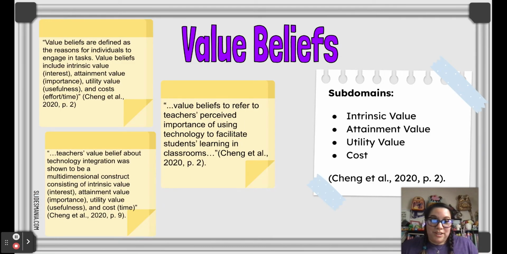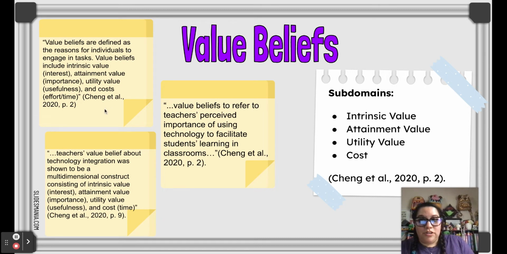Then we have value beliefs, and there are four subdomains. We have intrinsic value, attainment value, utility value, and cost. So these are the four different ways that we can describe value beliefs, and they are what teachers believe they're going to get out of teaching and integrating technology into their teaching: their attainment value, the utility value, which is what they think is going to be useful for, and cost, which is in this case time.